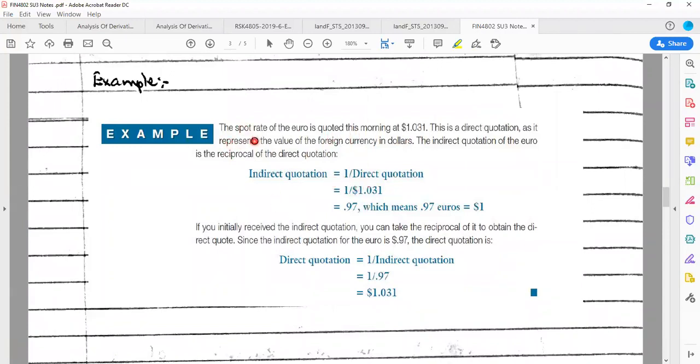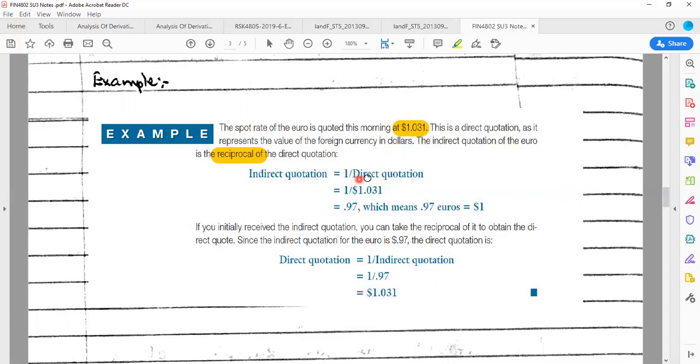Here's an example. The spot rate of the euro is quoted this morning at 1.031, meaning 1 euro is $1.031 US dollars. So we're assuming we have an American bank. This is a direct quotation as it represents the value of foreign currency in dollars. The indirect quotation for the euro is the reciprocal, meaning we just divide the direct quotation. So to get the indirect quotation, we would say 1 divided by the direct quotation, where the direct quotation is 1.031. This is how much 1 foreign euro is worth in dollars.